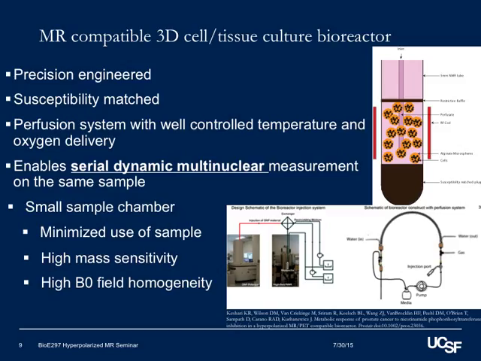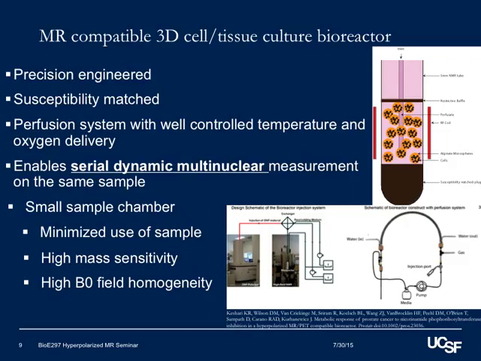So some unique features of one specific system I've worked a lot with is it's precision engineered. We build it from scratch over here, and it's susceptibility matched. So we get amazing homogeneity, and we can resolve peaks that are 3 hertz apart. That's the amount of resolution that we get. It minimizes the amount of sample that's required, and we can reuse it over and over again. And we've maintained cells in the bioreactor, observing them in the magnet for 72 hours.